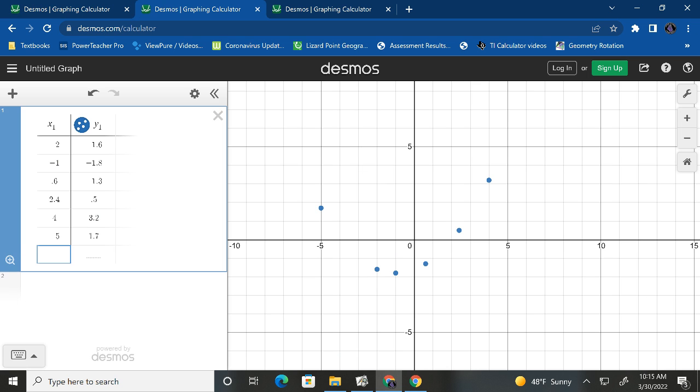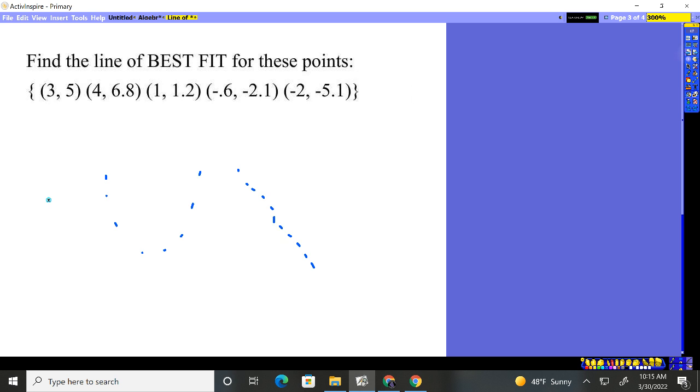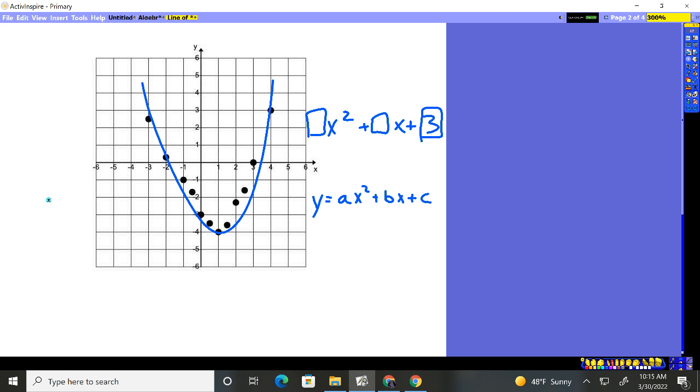So I want to find the line of best fit. Now, is this linear? No. This regression is not going to be linear. This is going to be quadratic. So we need that form. What did we say the form was back here? Oh, let's see. We said this would be this guy right here.